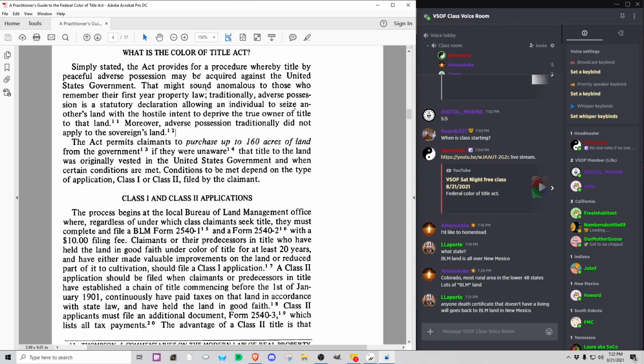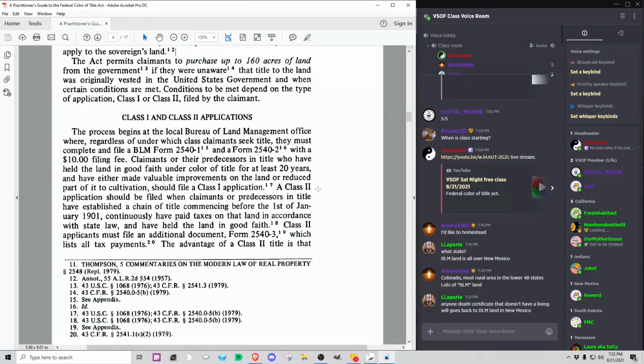Okay, to continue. The Act permits claimants to purchase up to 160 acres of land from the government if they were unaware that title to the land was originally vested in the United States government, and when certain conditions are met. Conditions to be met depend on the type of application, Class 1 or Class 2, filed by the claimant. And then it gets into the applications. The process begins at the local land bureau. All of this stuff they're talking about here deals with how to go through this color of title land act, right? This is not how you would go through it if you were doing an original land patent and an original homestead.